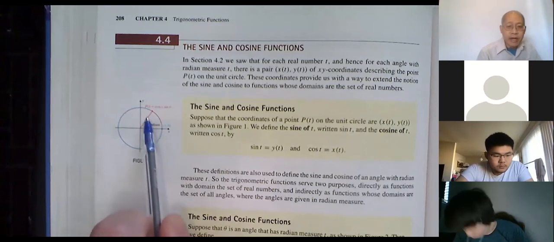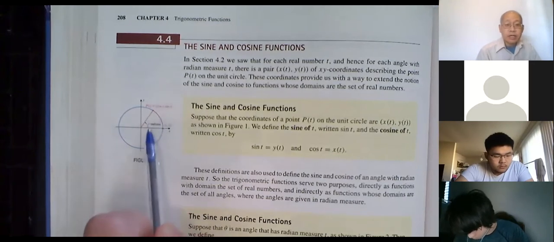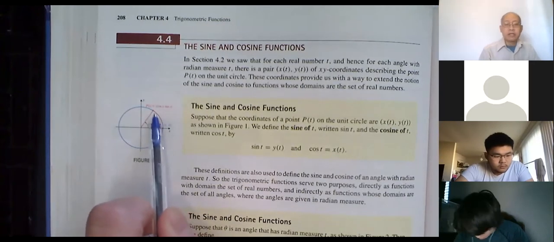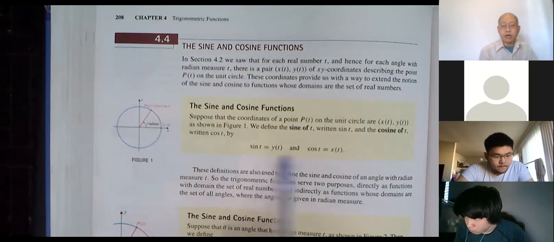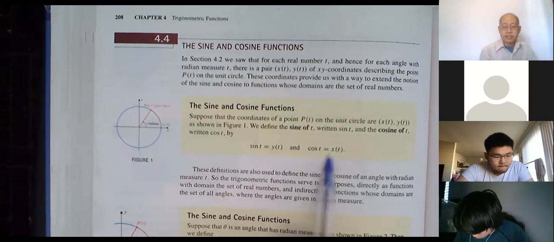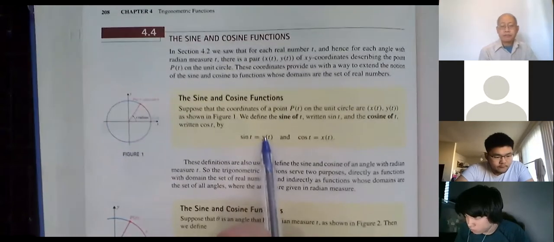Okay, and then if you have some angle, technically in radians, then the cosine of the angle gives you the x-coordinate. The sine of the angle gives me the y-coordinate. Okay, so sine of t is y, cosine of t is x. So x is cosine t, y is sine t.